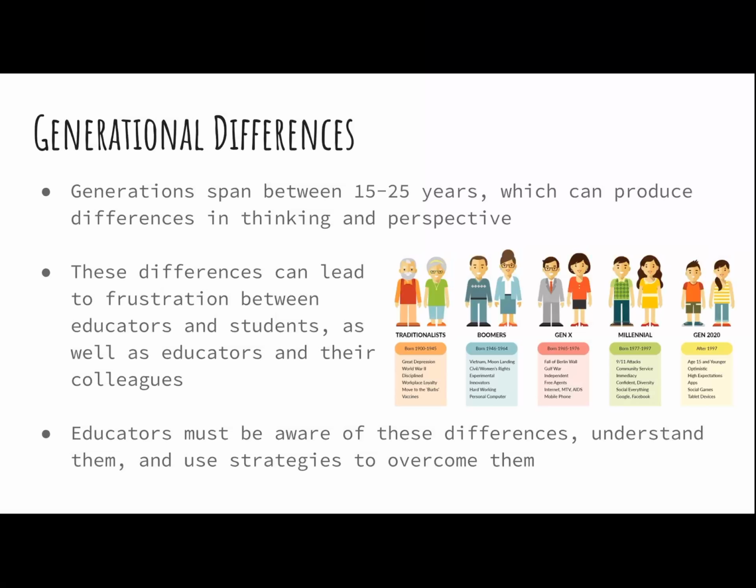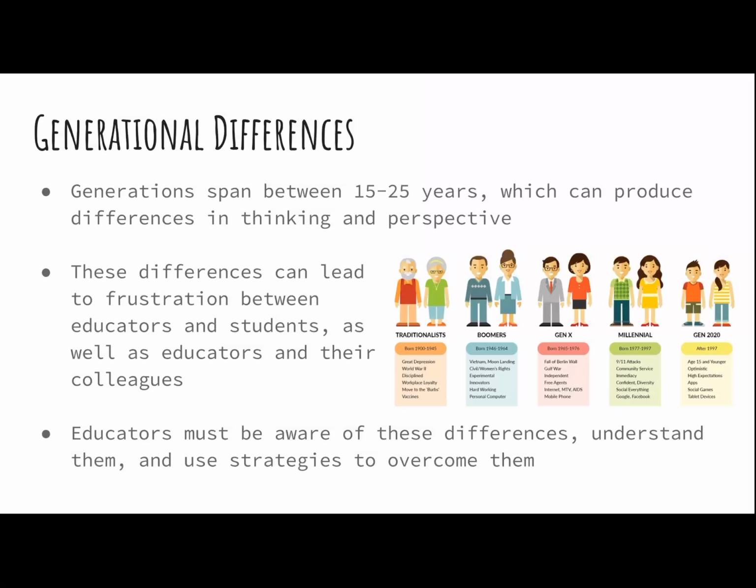So one of the issues that our school faces is that our school has a mix of different generations. We have teachers that are baby boomers, Generation X, millennials, and our students are considered Generation Z, or the I generation. And generations span between 15 to 25 years, and this difference in time can produce differences in thinking and perspective. People are brought up differently.